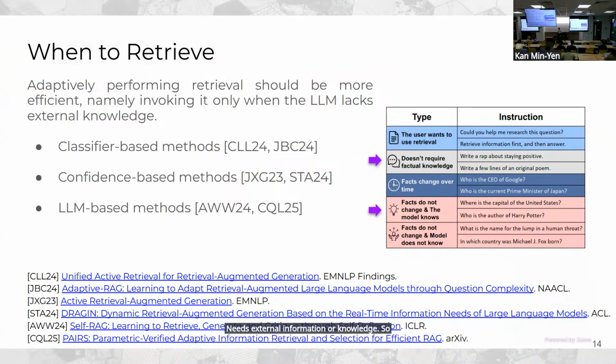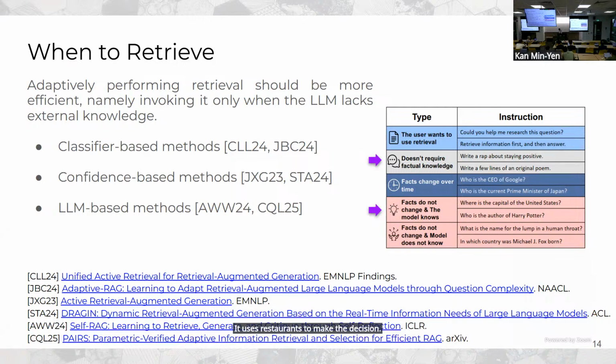For this subtopic, there are already many papers. We can classify them into three categories, such as the classifier-based methods. It means that for the input query, we first train a number of classifiers, which help us make a decision. Okay, for this kind of query, we'll perform retrieval. For another kind of query, we'll not perform retrieval. That's a very straightforward idea. It uses classifiers to make the decision.